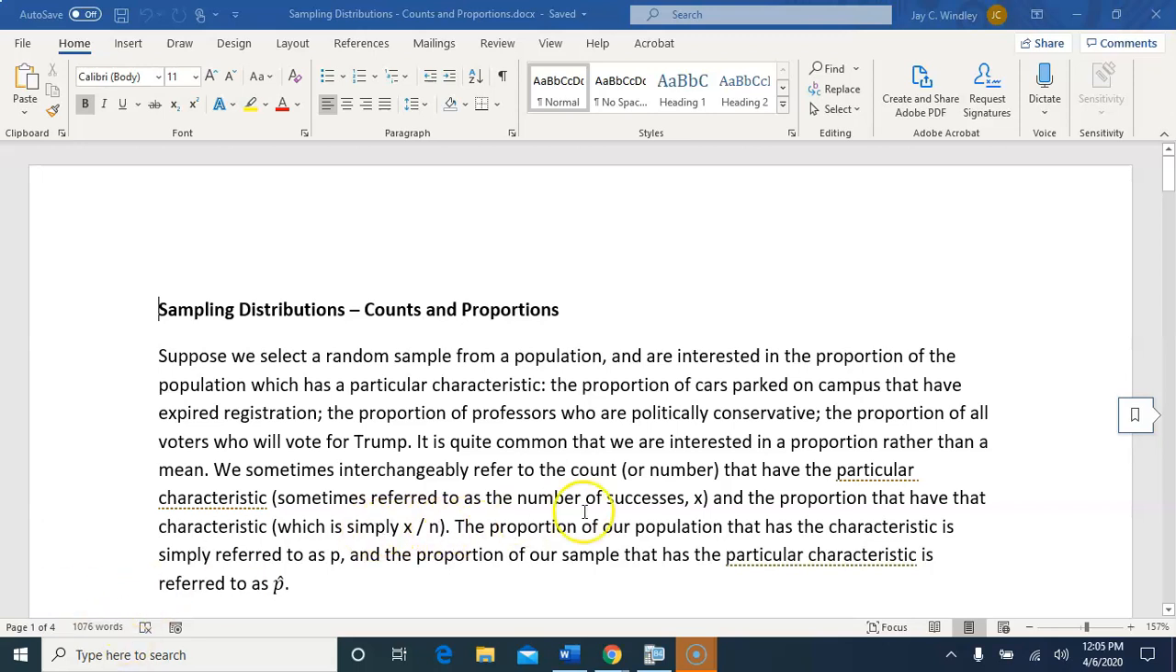Now, some books talk about this in terms of counts, like how many people in the population will vote for Trump, but most books treat this as proportions. So we have a proportion for the population, which is referred to as P, and we have a proportion for our sample, which is referred to as P hat, which can be calculated by X over N, the number of successes, quote unquote, in our sample divided by the sample size.